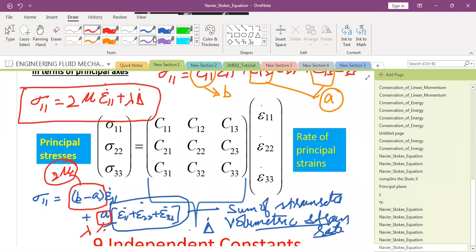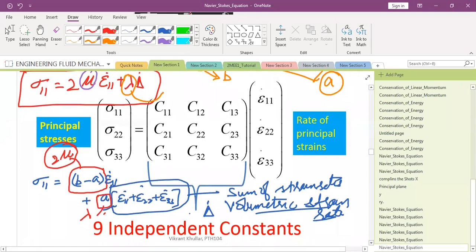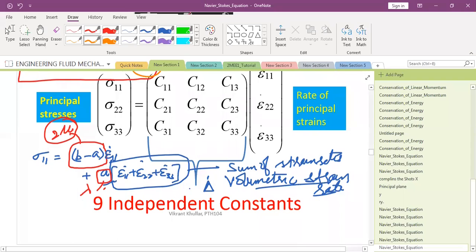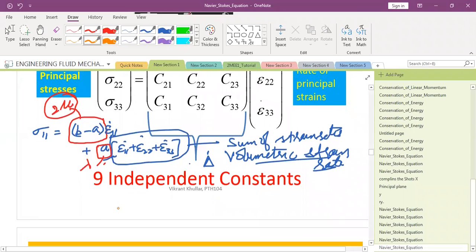And what is mu? Mu is your dynamic viscosity or first coefficient of viscosity. Likewise, lambda is called the second coefficient of viscosity. Nothing more than that. So I have got sigma 11 written down as 2 mu E11 dot plus lambda delta dot. So this is sigma 11 is equal to 2 mu E11 dot plus lambda delta dot.